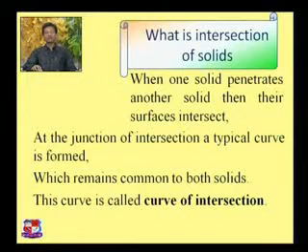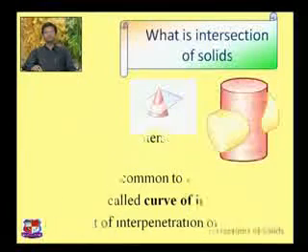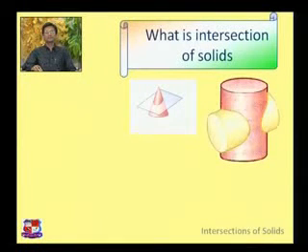Today we will discuss prism, pyramid, cylinder and cone, and intersection of various solids with given conditions, and it is the result of interpenetration of solids. So one solid interpenetrates the other solid, and that is the intersection of solids. This is the view of intersection of solids.